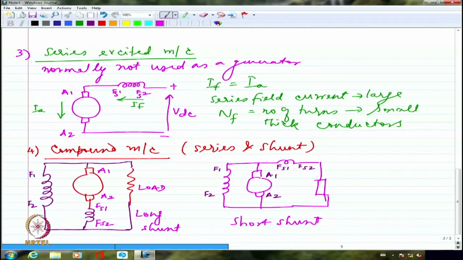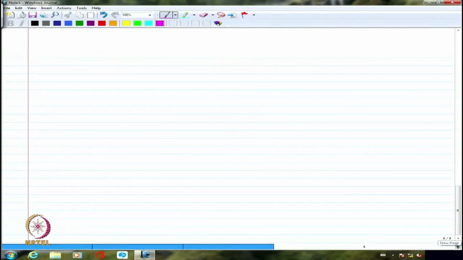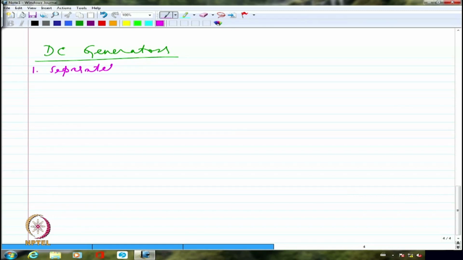Having seen the different configurations, we'll look at the implication of these connections as and when we discuss the characteristics. When we load the machine, what happens? We'll look at the implication as and when we look at the characteristics of the machine. So first of all, we'll start off with the separately excited generator. I'm going to first discuss DC generators, and out of that, the first thing that we are going to discuss is the separately excited DC generator.